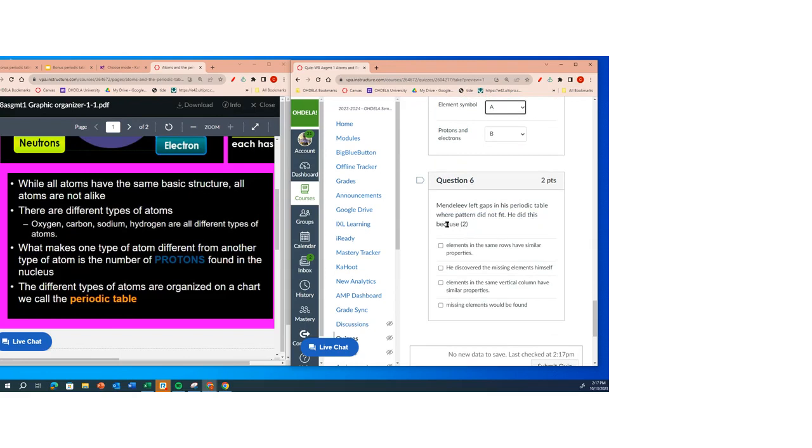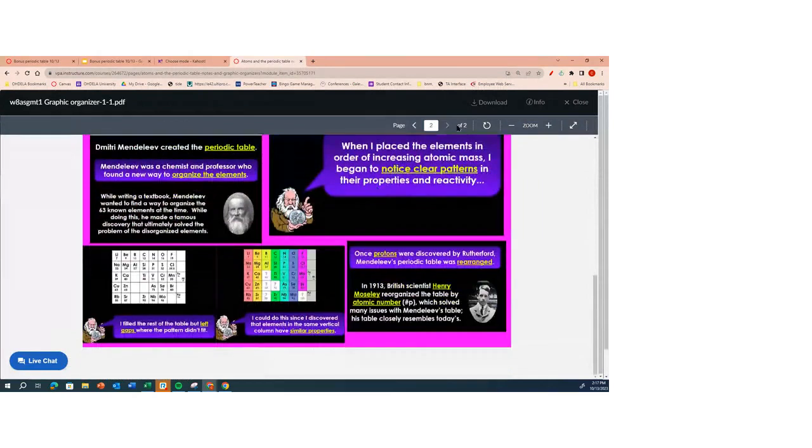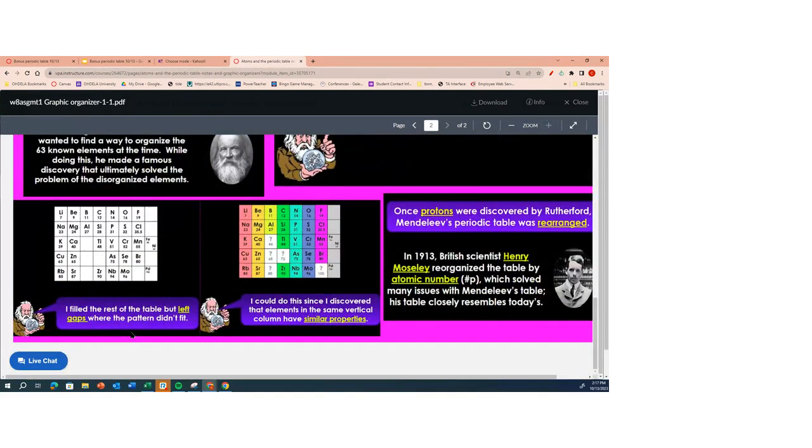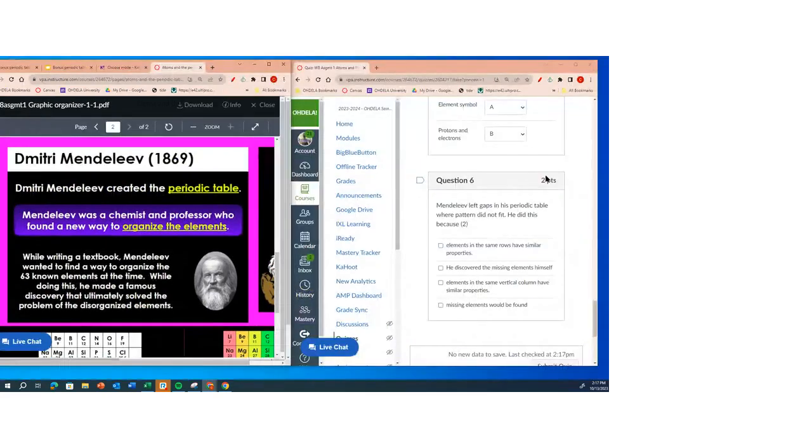So number 6. Mendeleev left gaps in the periodic table where patterns did not fit. He did this because. All right. Let's say he did this. He left gaps. Let's take a look here. Let's zoom in. He left gaps that didn't fit, because he discovered that the elements in the vertical columns had similar properties. And he also noticed that there were clear patterns. All right, so he's got to pick two.